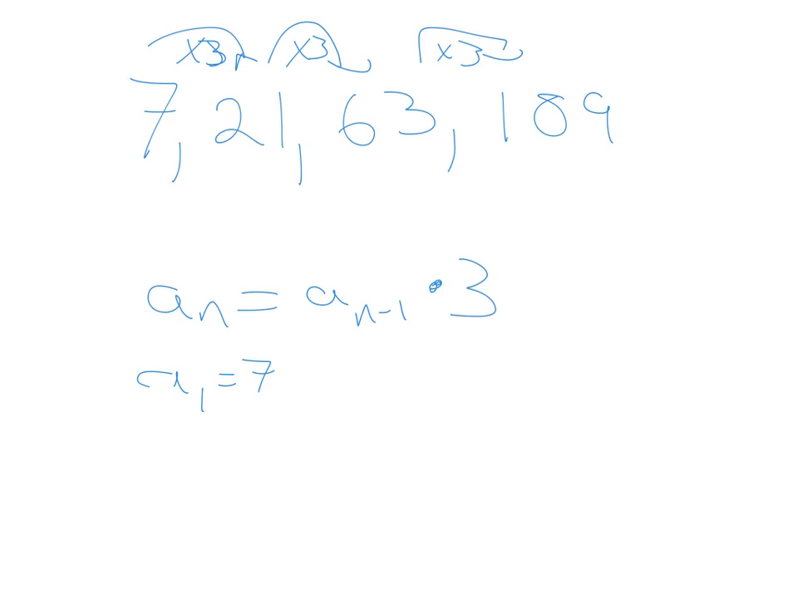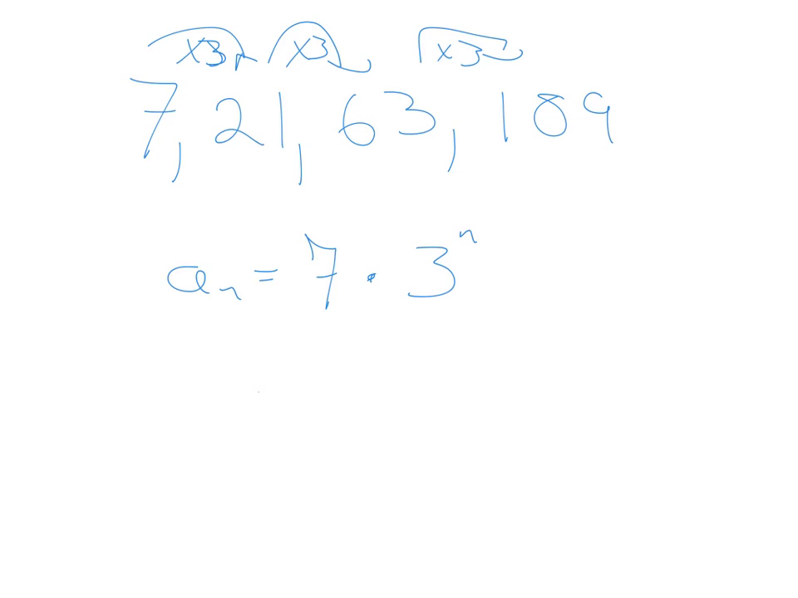What about the explicit formula? Well, the explicit formula looks like this. The term we're looking for, a sub n, is equal to the first term, 7, times the common ratio, 3, to the n minus 1 power. So if we're looking for, say, the 10th term in the sequence, a sub 10, that'd be equal to 7 times 3 to the 10 minus 1 power, or 9, which we could solve on our calculators.